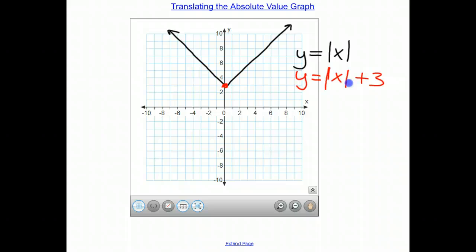So the ultimate goal of translations is not to have to create a table, listing if x is 0, 1, 2, or 3, or -1, -2, -3, what do we get for y's, and then plot all those points out. We should be able to look at the equation of an absolute value function and determine where the vertex is.